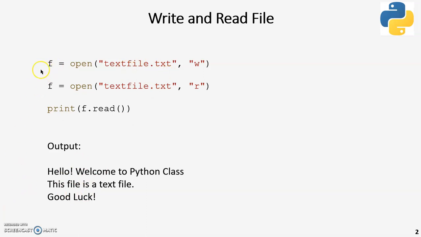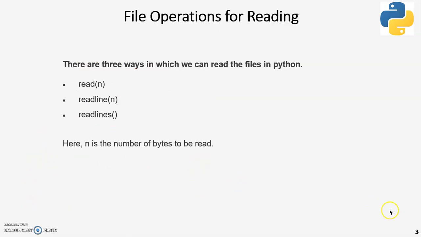After this line, if we write f is equal to open text file.txt in readable mode, and then write f dot read, what will be the output? The complete file contents will be displayed as output over here.